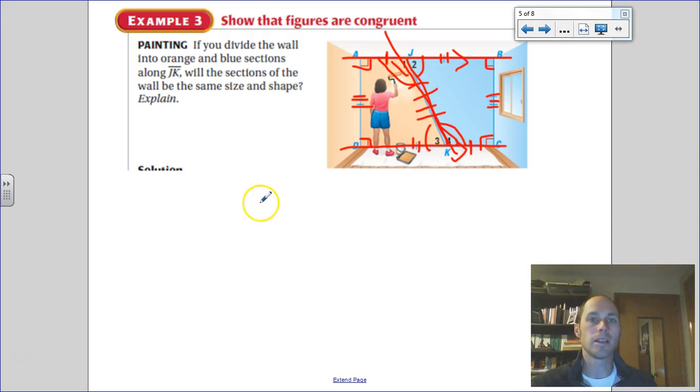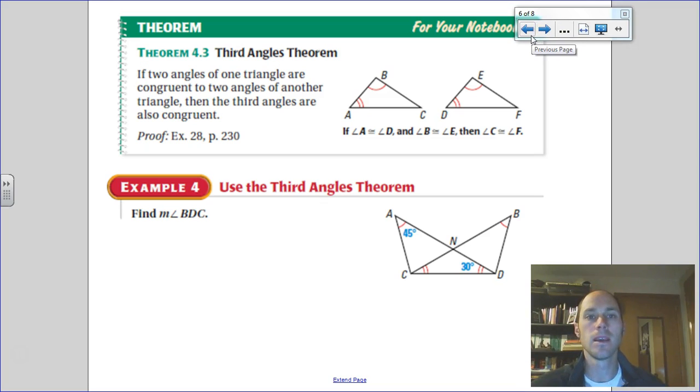There's a lot of markings, but we can tell now that since all angles and all sides are congruent, the two sections would have to be congruent as well. Let's talk about what's known as the third angles theorem.